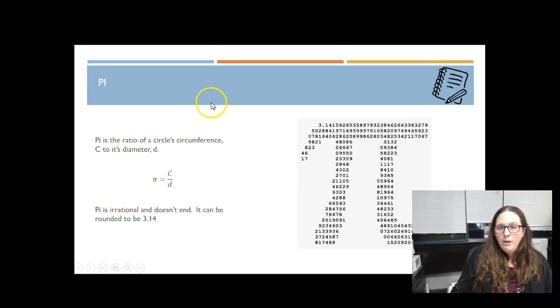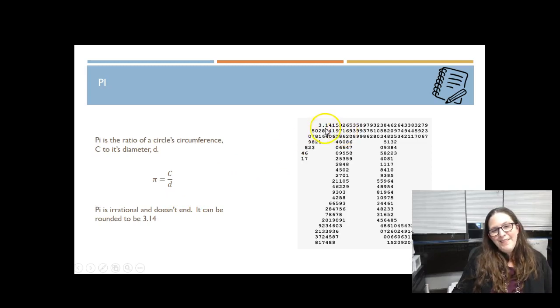The next one, we'll be talking lots about pi when we start talking about circles. Pi is defined as the ratio between the circumference of a circle to its diameter. Pi is an irrational number, which means it does not end. We continue dividing it out and we don't find a repeating pattern. Usually though, we can either leave pi as the pi symbol, or we can round it to be 3.14. And for us right now, 3.14 is a reasonable estimation of pi.